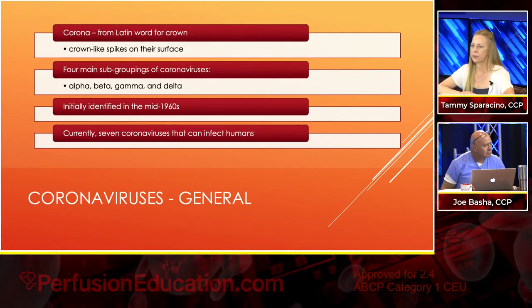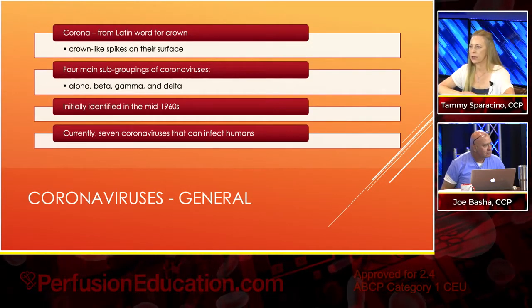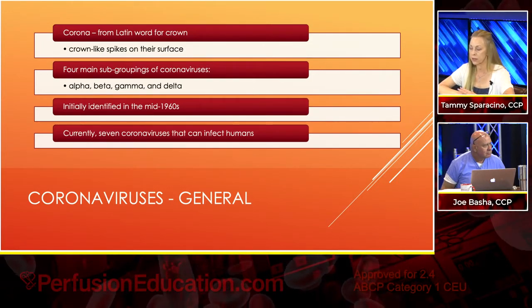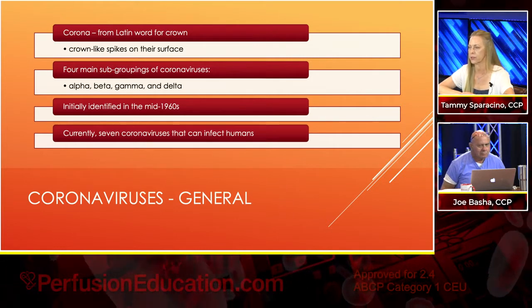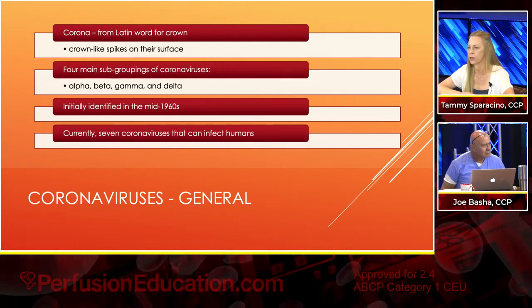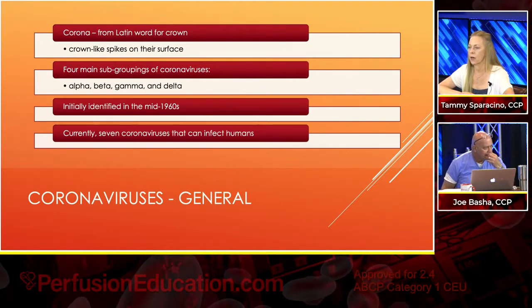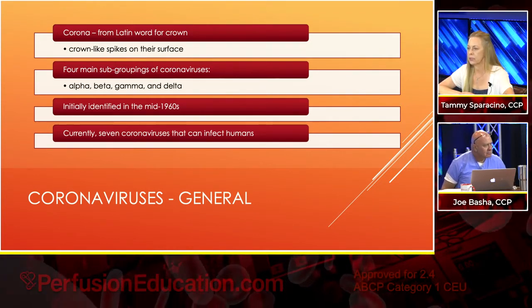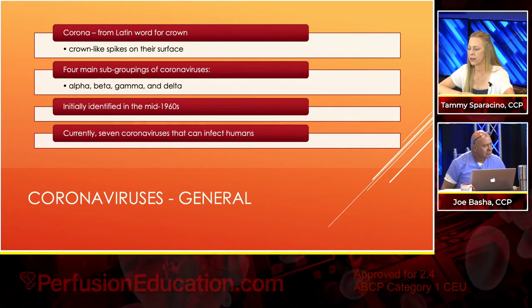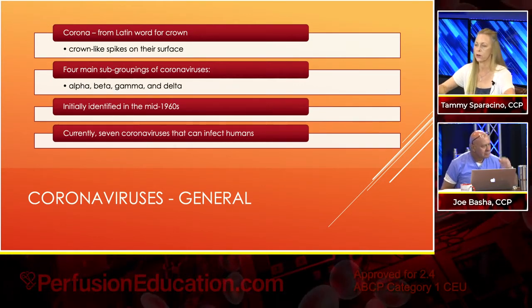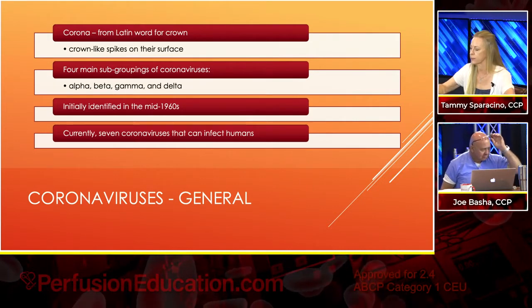Okay, just generally speaking, I think we've learned a lot of this already, but corona is just from the Latin word for crown, and it has to do with the appearance of this virus under an electron microscope. There's 4 main subgroupings of the coronaviruses. They're alpha, beta, gamma, and delta. They initially identified them in the mid-1960s, and currently there's 7, including the new COVID-19, that can infect humans.